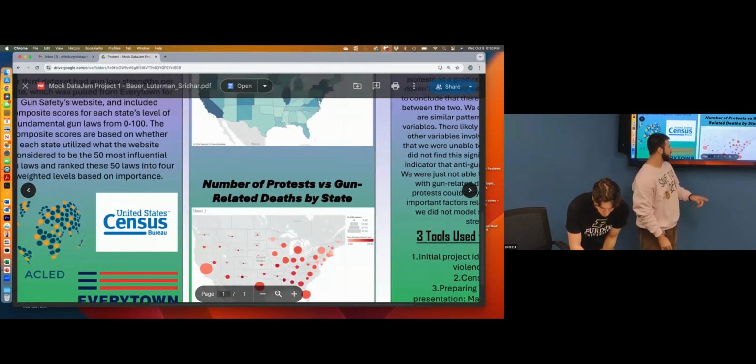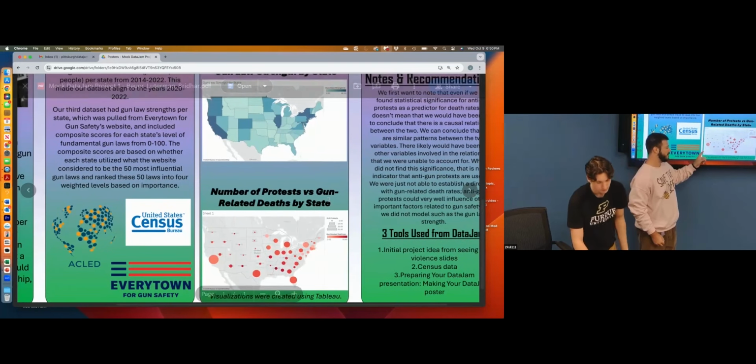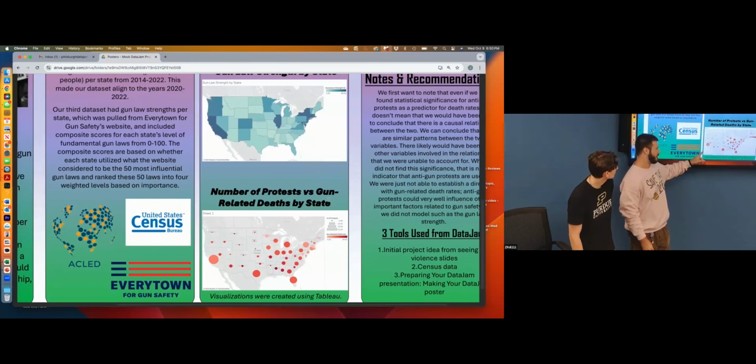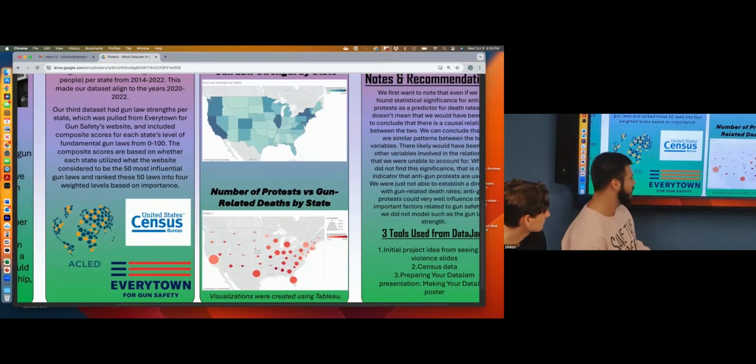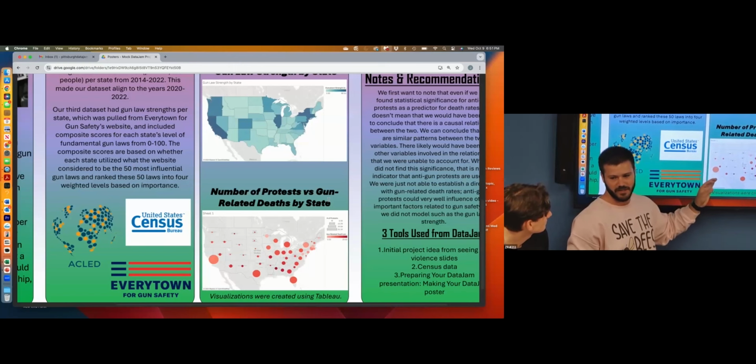So I actually like this visual a lot more. We didn't run tests to back up the claim that I'm going to make, but looking at this, I think it actually kind of goes against what our original hypothesis was, because if you look and see where more of the protests are, there's a little bit of an inverse relationship that we're seeing, that most of these darker red dots, where there's actually a lot of gun-related deaths, are in a lot of states where you're not seeing a lot of protests.